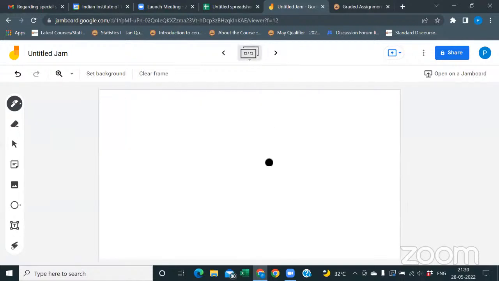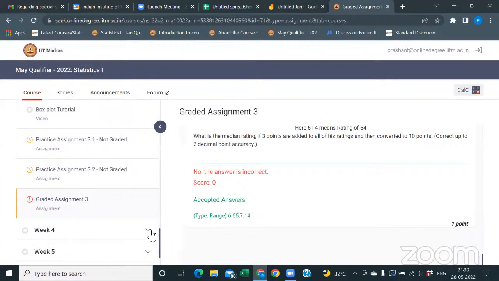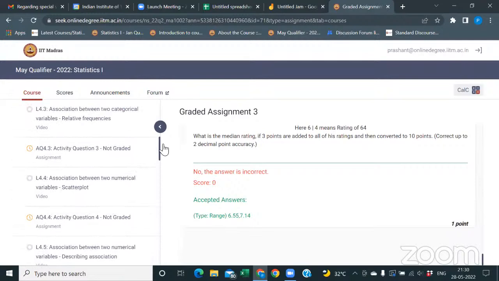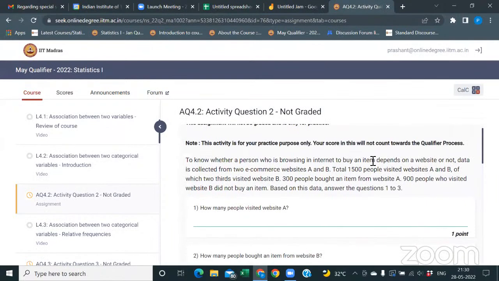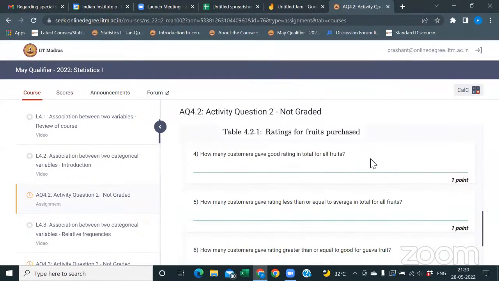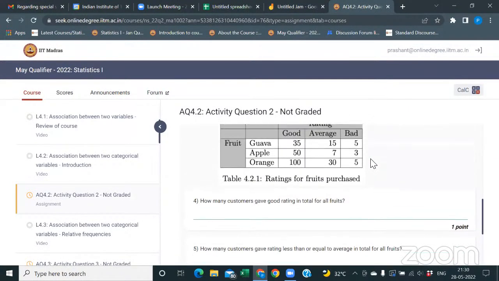Sir, in activity 4.2 in the fourth week, there are questions 5 and 6. It is written: how many customers gave good rating in total for all fruit. Sir, I didn't understand the language here. I completed the fourth one, I have a doubt in the fifth. The question is: how many customers gave a good rating less than or equal to average in total for all fruit?